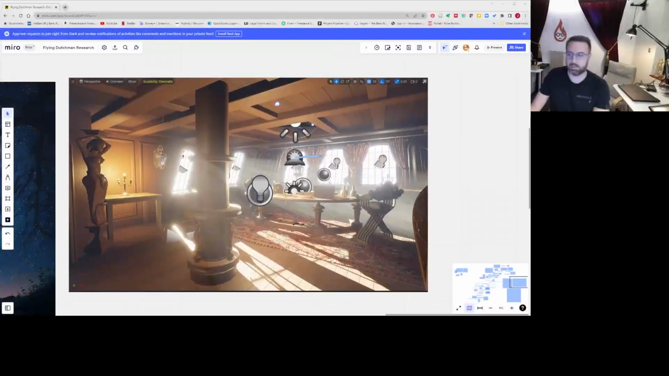Now if I go to my Miro board, this is an asset that I found on the marketplace for Unreal, which is a captain's cabin. This is going to be the structure of the scene, it is going to be set around this.